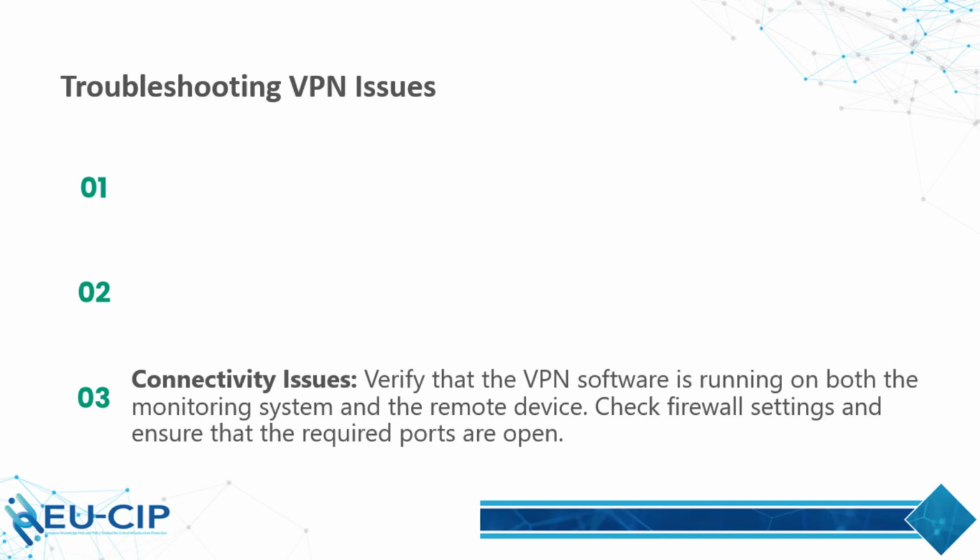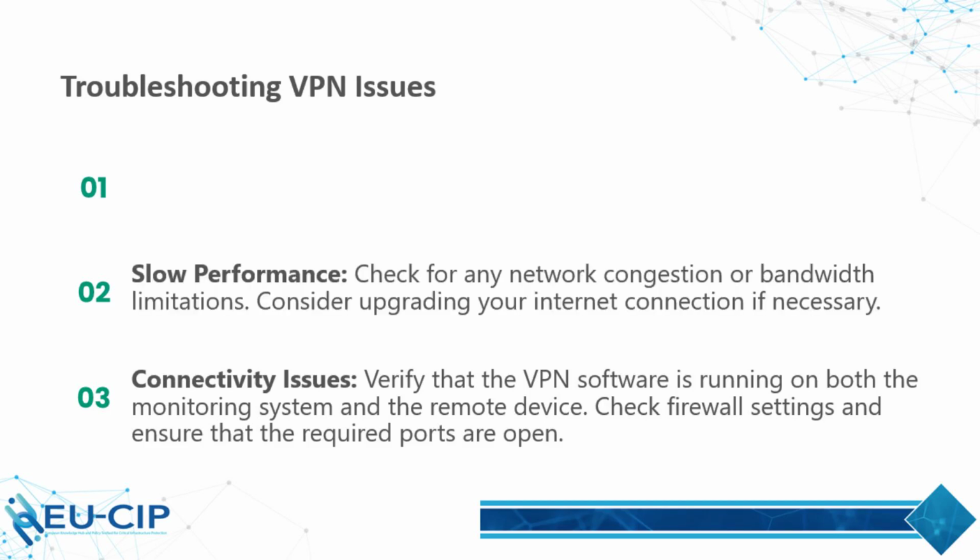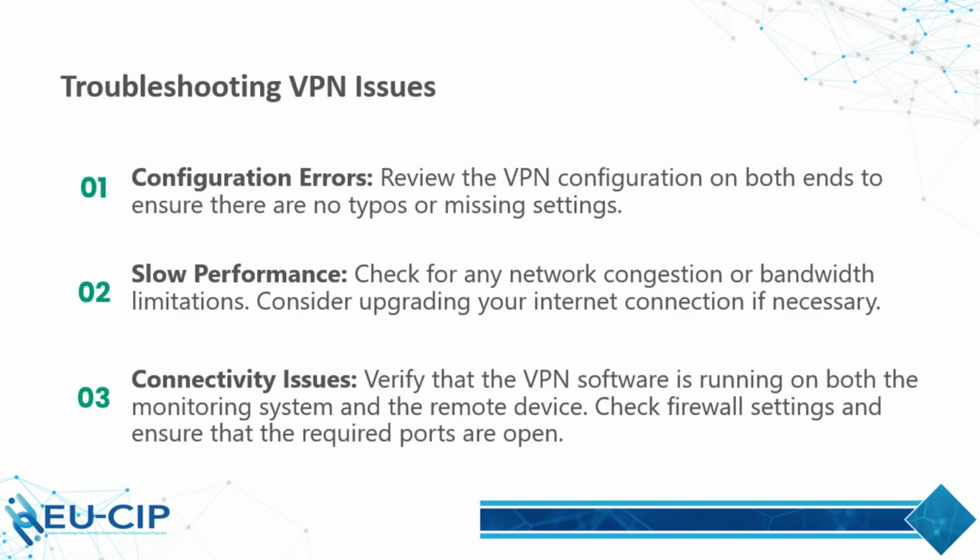The troubleshooting of VPN issues includes actions for the following issues. Slow performance. Check for any network congestion or bandwidth limitations. Consider upgrading your internet connection if necessary. Connectivity issues. Verify that the VPN software is running on both the monitoring system and the remote device. Check firewall settings and ensure that the required ports are open. Configuration errors. Review the VPN configuration on both ends to ensure there are no typos or missing settings.